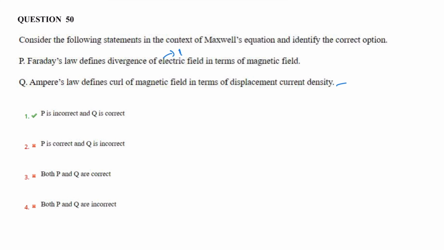It explains how magnetic field interacts with electric field. The interaction of magnetic and electric field is given by Faraday's law. It defines the curl, not divergence, of electric field in terms of magnetic field.